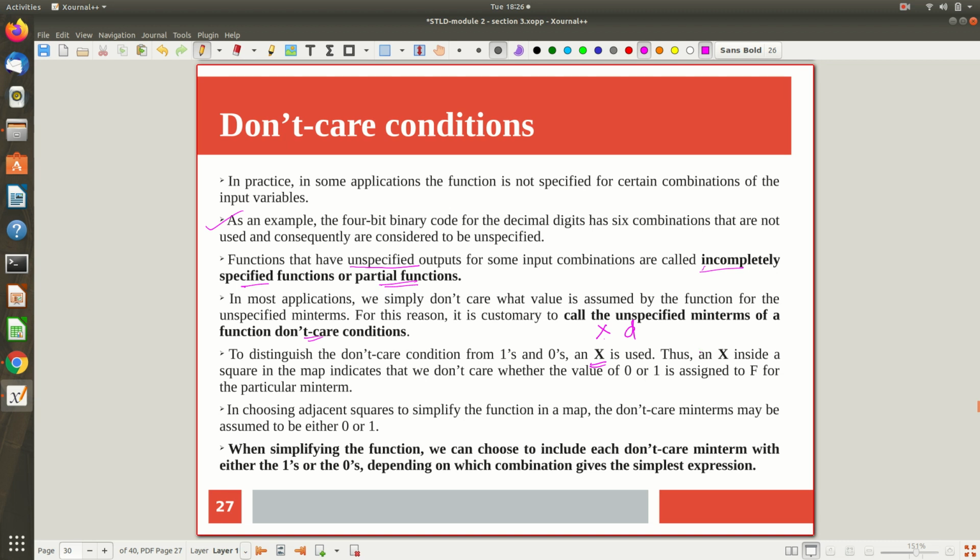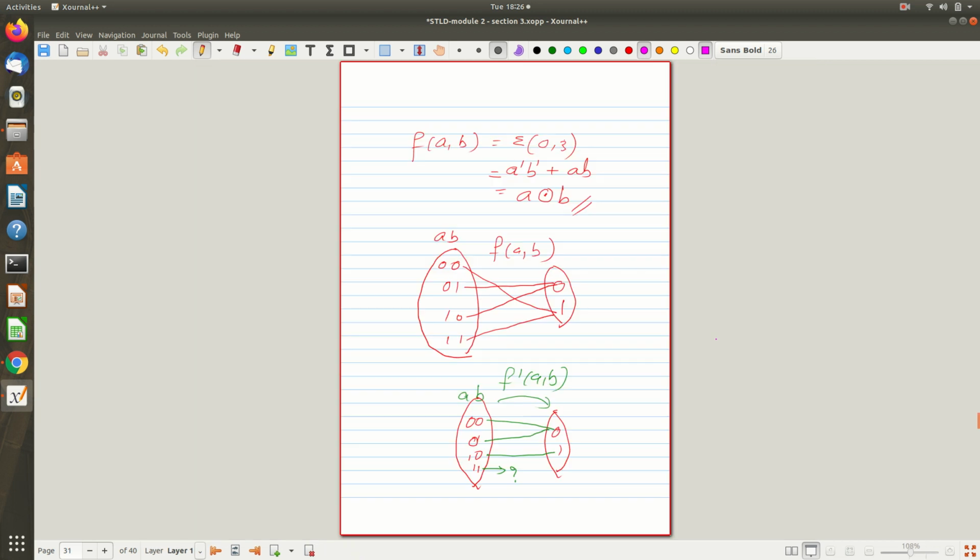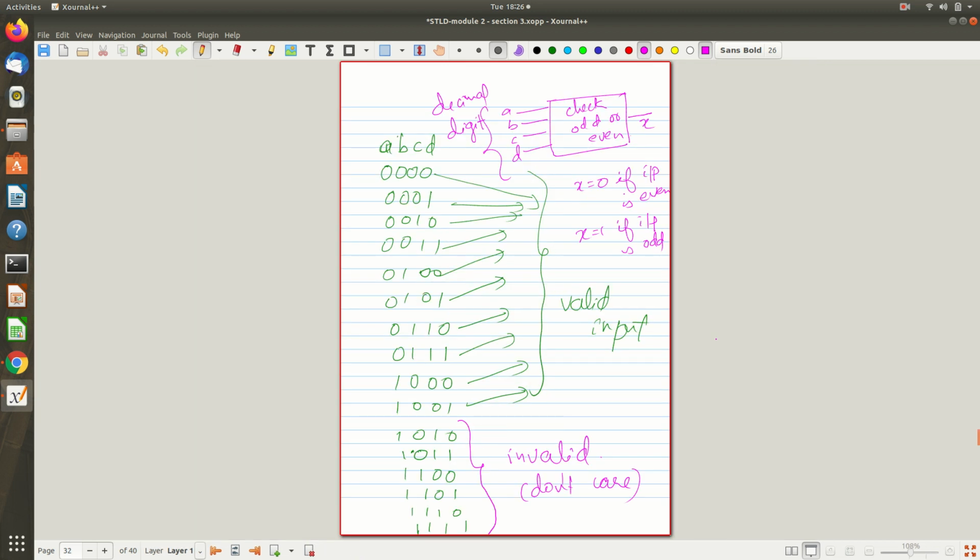In choosing adjacent squares to simplify the function, we will use this don't care along with the 0 and 1, and we will see how the simplification is done with the don't cares. When simplifying the function, we can choose to include each don't care minterm with either the ones or the zeros, depending on which combination gives the simplest expression. So don't care we will use only if we get a minimal expression using the function. In that case, we will assume this don't care to be 1. We will see that. If you want, you can try this one also. I will be taking a different example.